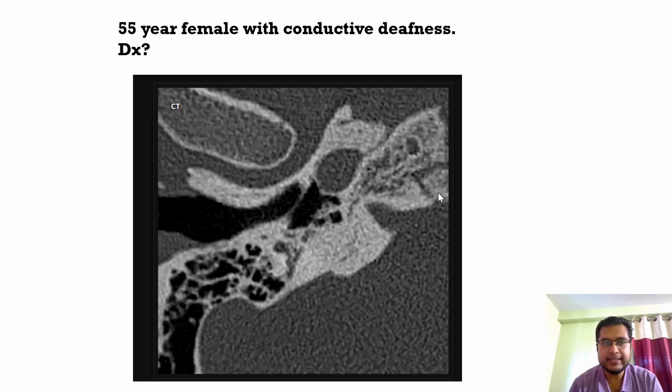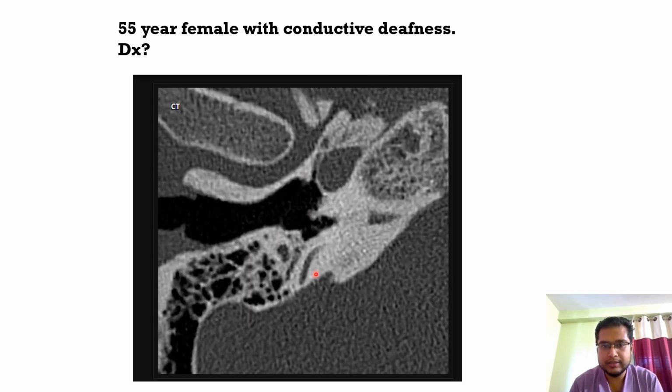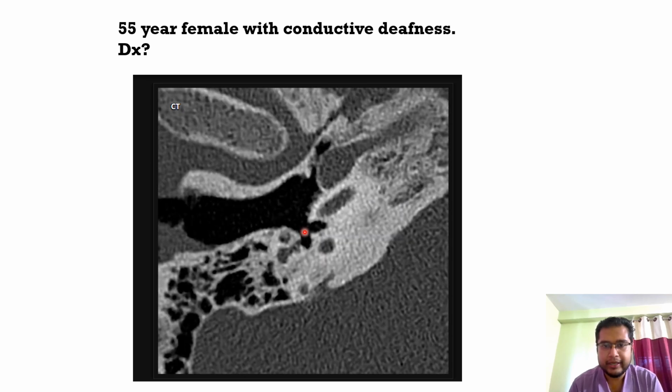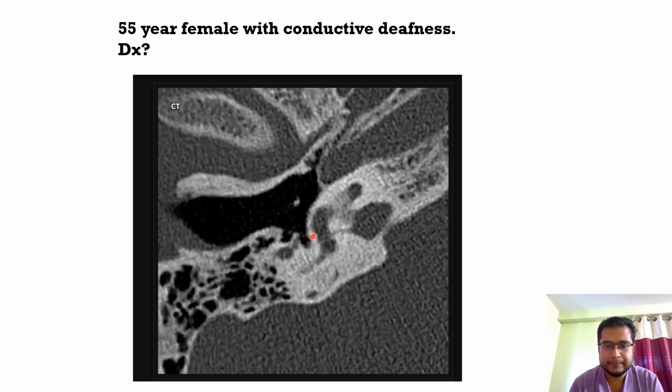So now coming to the next case, where a 55-year-old female presented with bilateral conductive deafness, and this is the HRCT. I'm concentrating mainly on the right ear now, and I want you to diagnose this particular entity. Mainly you have to concentrate on the external and the middle ear, because there is a history of conductive deafness. This is the tympanic membrane, this is the bony wall of the external ear, this is the middle ear cavity. So what exactly do we see here?